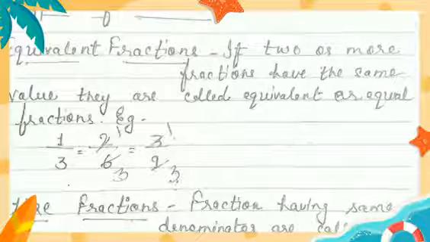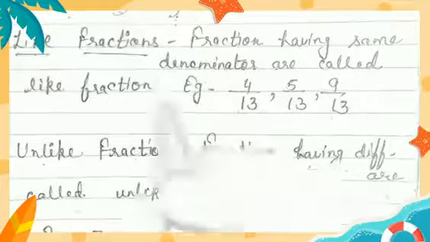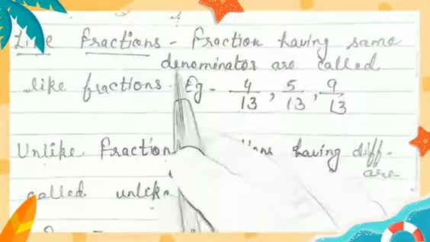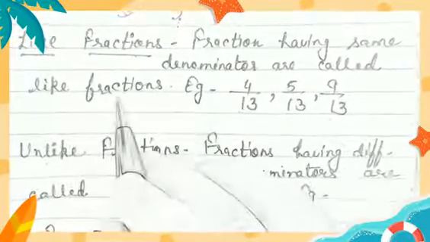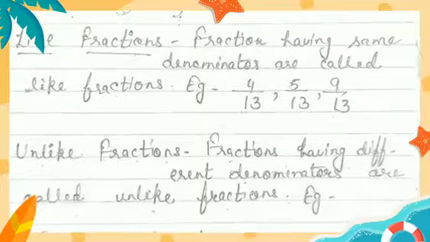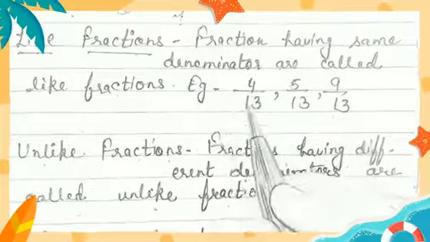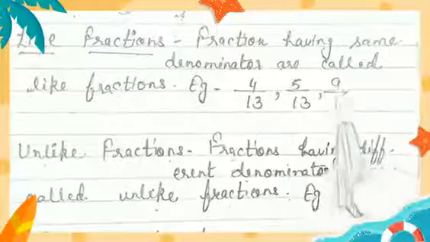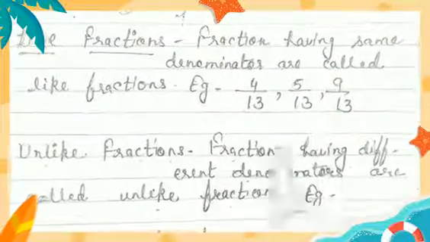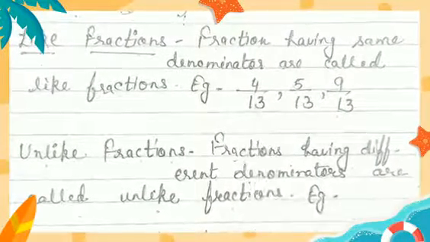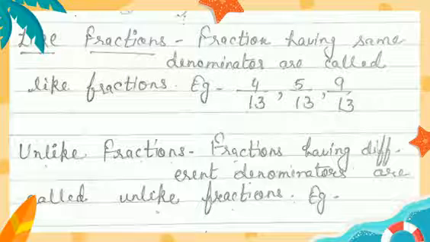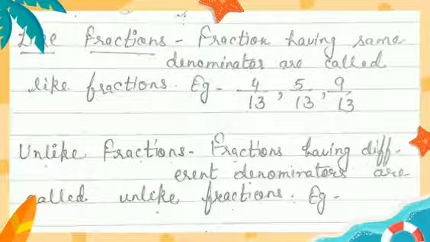Next fraction is like fractions. Fractions having the same denominator are called like fractions. If the fractions have the same denominator, let's see examples. 4 by 13, 5 by 13, 9 by 13. You see that the denominator has the same value. So, it is called like fractions.